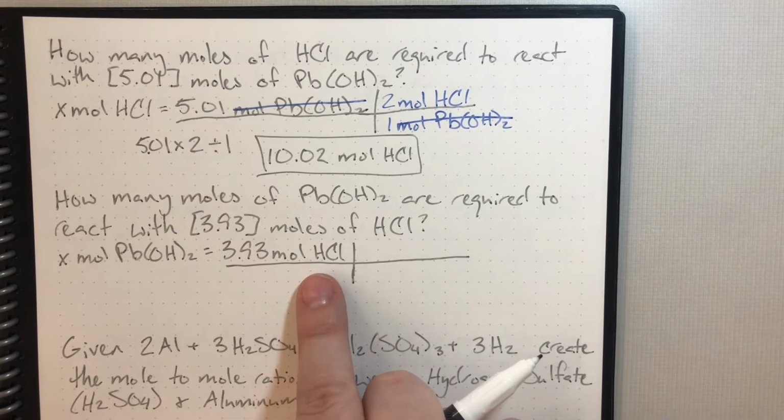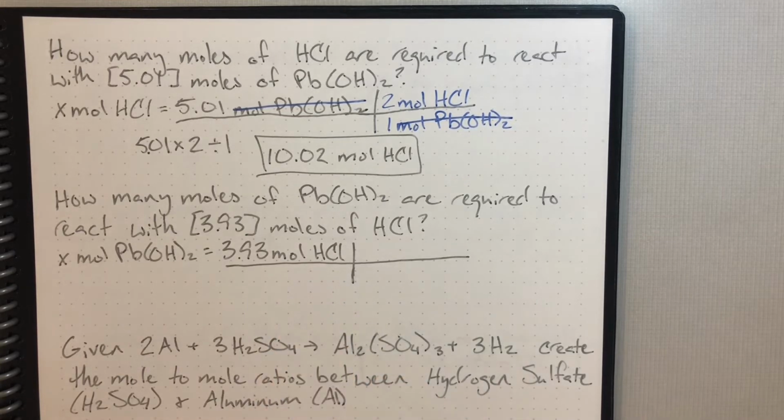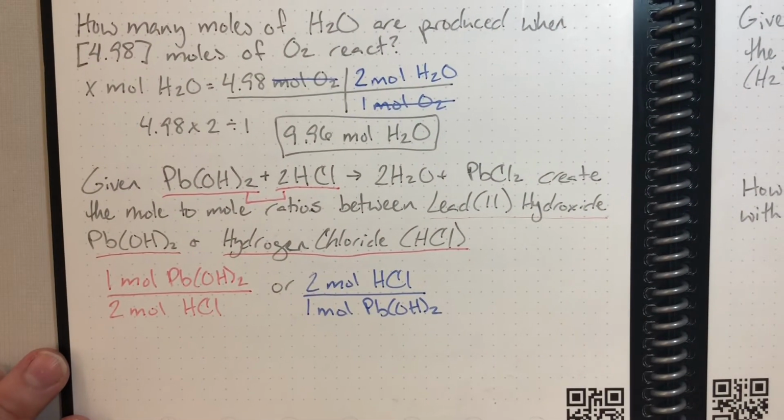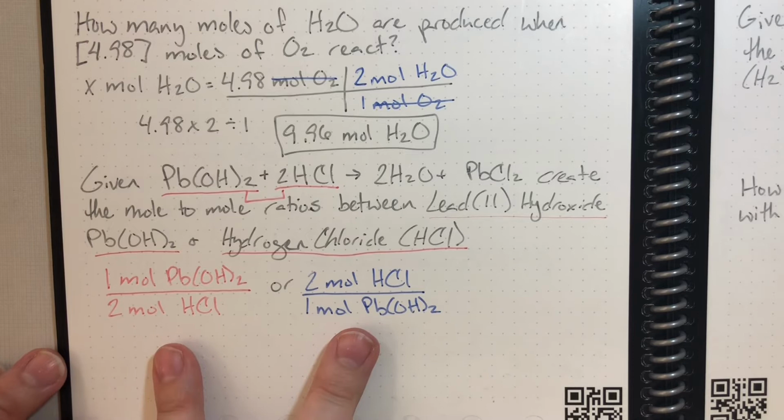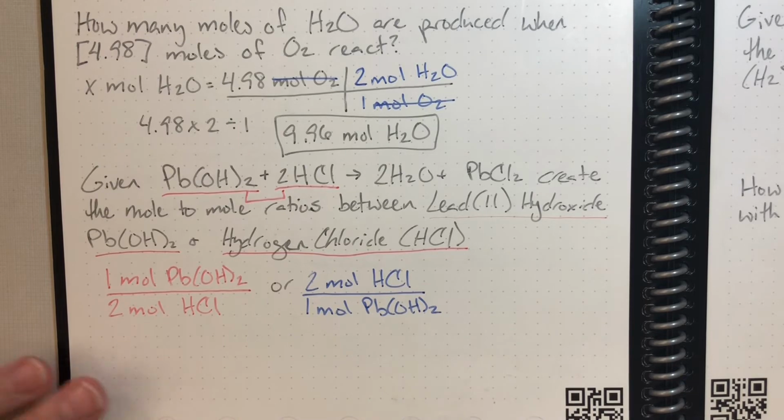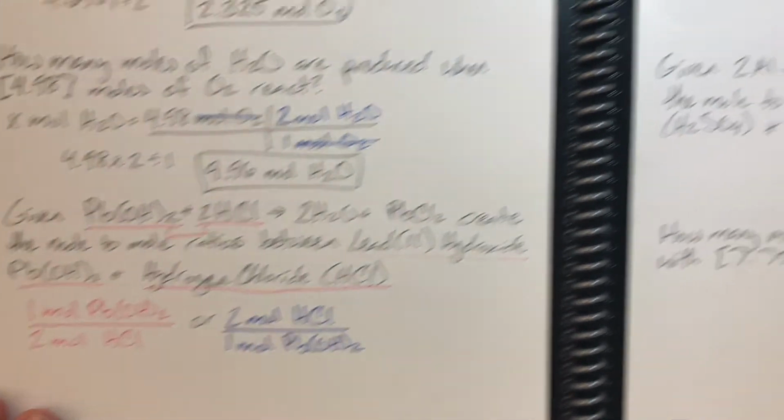With moles of hydrogen chloride already being in the numerator, I need to choose the version of the conversion factor that has moles of hydrogen chloride in the denominator in order to allow me to cancel out the unit moles of hydrogen chloride. As I reference my mole ratios that I solved for in a previous problem, I can see that the version of the conversion factor that has moles of hydrogen chloride in the denominator is this red version, so that is the one that I will be using and plugging into my problem.